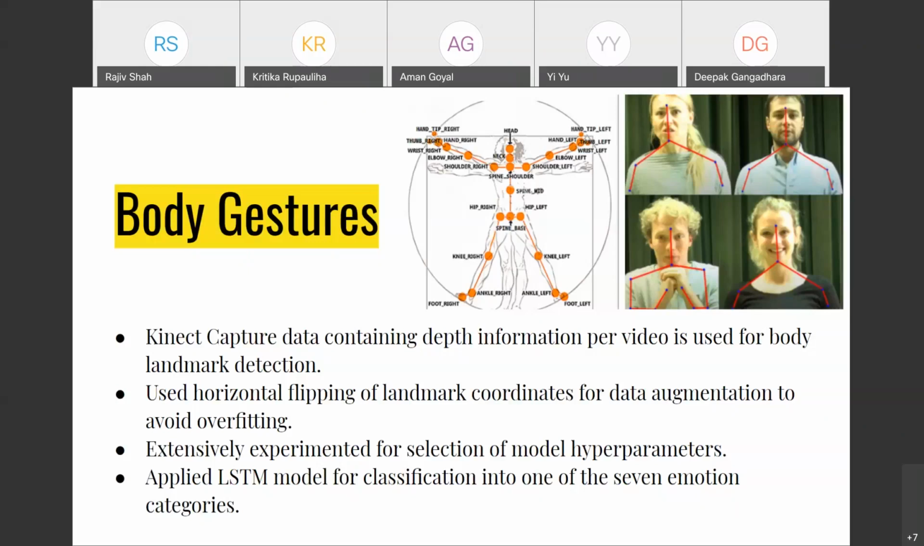We used horizontal flipping of all these landmark coordinates to avoid overfitting in the gestures. Then we extensively experimented with selecting model hyperparameters. Finally, for classification, since the videos were of different lengths, we used an LSTM model for classification in one of the 7 Ekman's emotion categories.